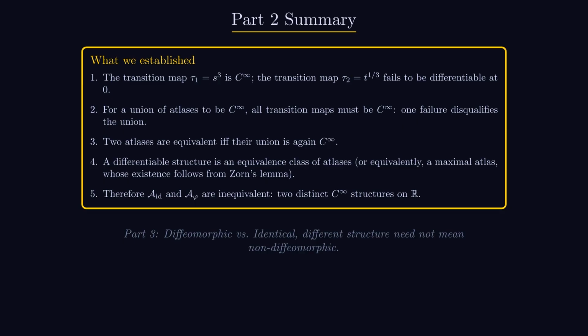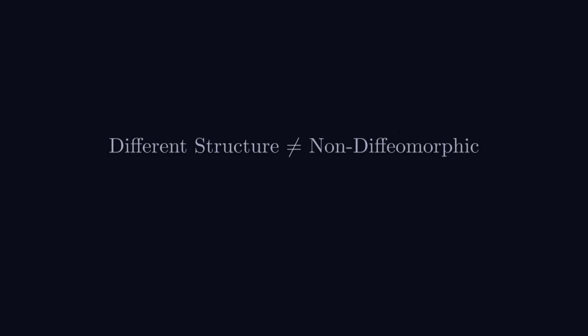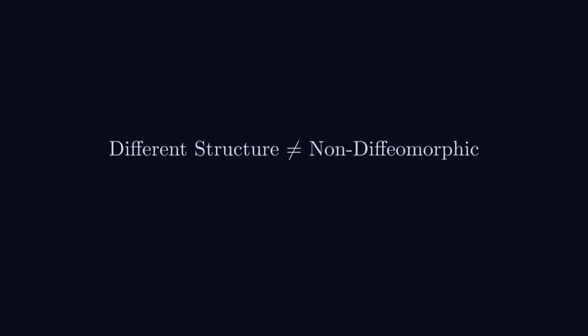Part 3 will address a subtle but important further question. Are the two resulting smooth manifolds diffeomorphic to each other, even though their structures are inequivalent? Part 3. Different structure does not imply non-diffeomorphic. Part 2 showed that A_id and A_phi define distinct differentiable structures. Part 3 shows that the two resulting smooth manifolds are nonetheless diffeomorphic and explains precisely why this does not contradict Part 2.